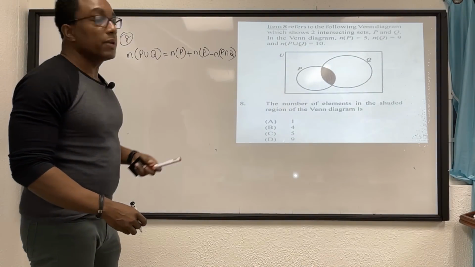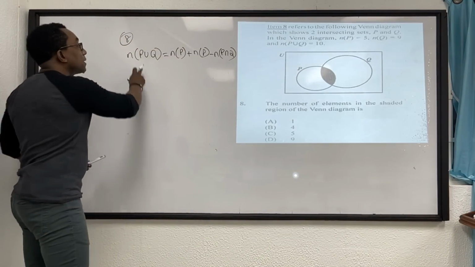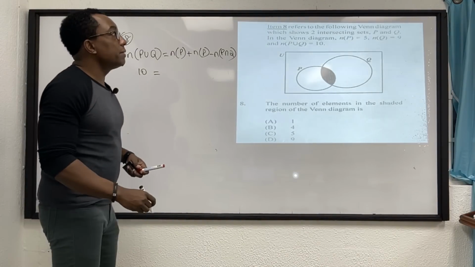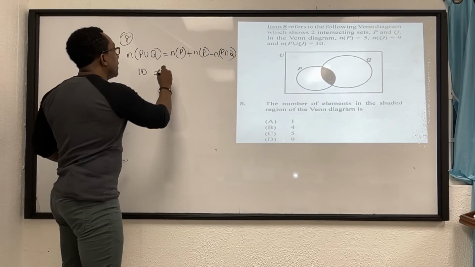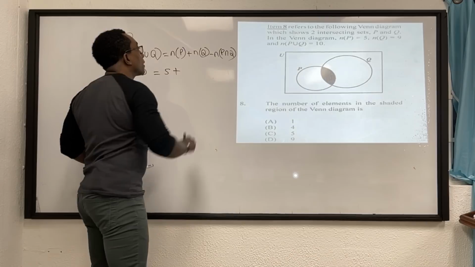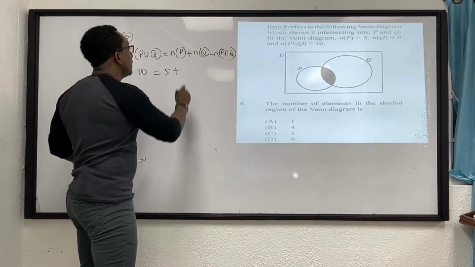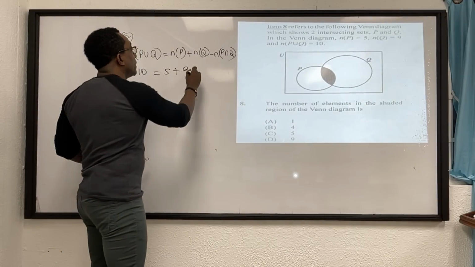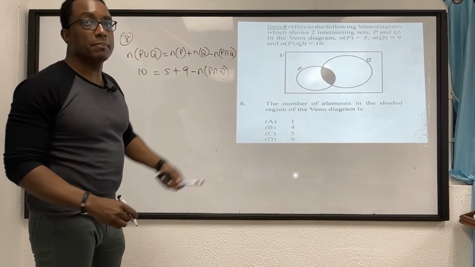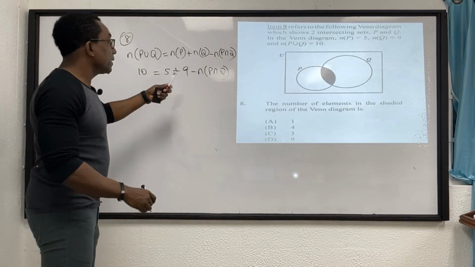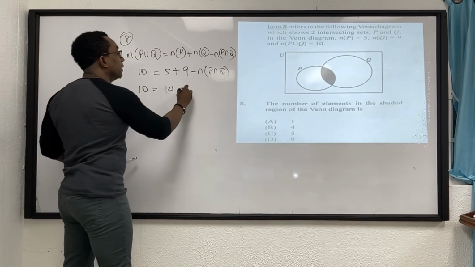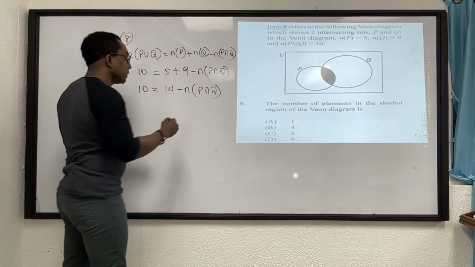And let's put in all the relevant information. The number of elements in P union Q, we have 10 elements. The number of elements in set P will be 5 elements. The number of elements in set Q will be 9 elements, minus the number of elements in P intersect Q. Now, our objective is to find the number of elements in P intersect Q. So we have created a simple equation here. 10 is equal to 5 plus 9, which is 14, minus the number of elements in P intersect Q.